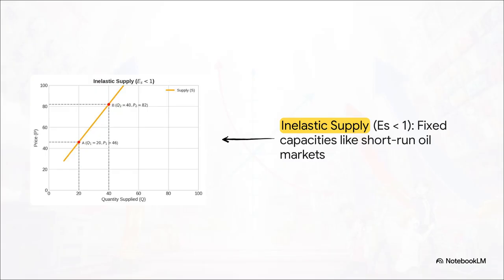Looking at real-world constraints, the steep curve right here is inelastic supply, where the value is less than 1. A massive surge in price, say from $46 to $82, only yields a tiny bump in supply. This dynamic maps perfectly to the world oil market in the short run. Even if oil prices completely skyrocket, extraction capacity, known reserves, and fixed drilling lines just cannot be magically expanded overnight.